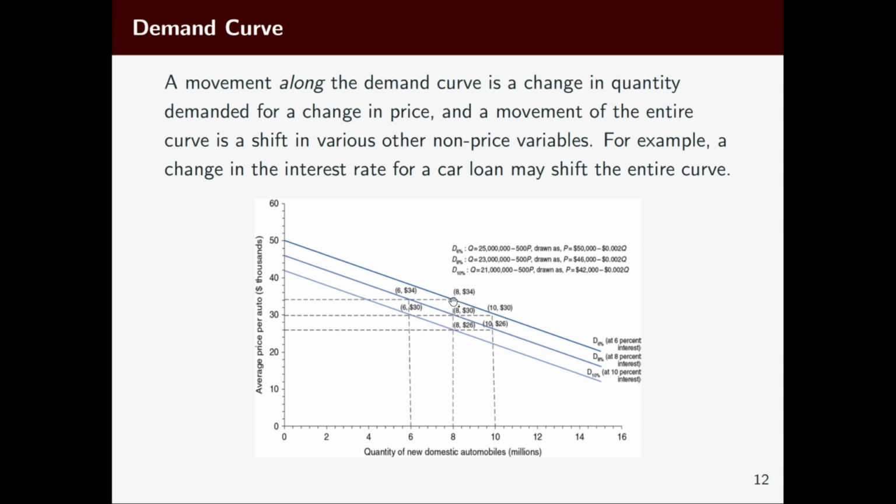So at the same quantity demanded, price is now going to decrease from $34,000 to $30,000. Another way to say that is at this price, $34,000, originally with a 6% interest, quantity demanded was 8 million cars. Now with the new interest rate, quantity demanded is going to be 6 million cars.